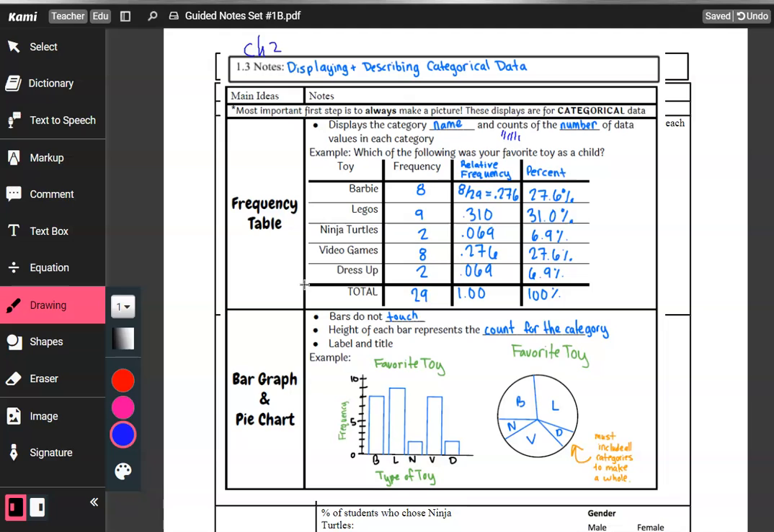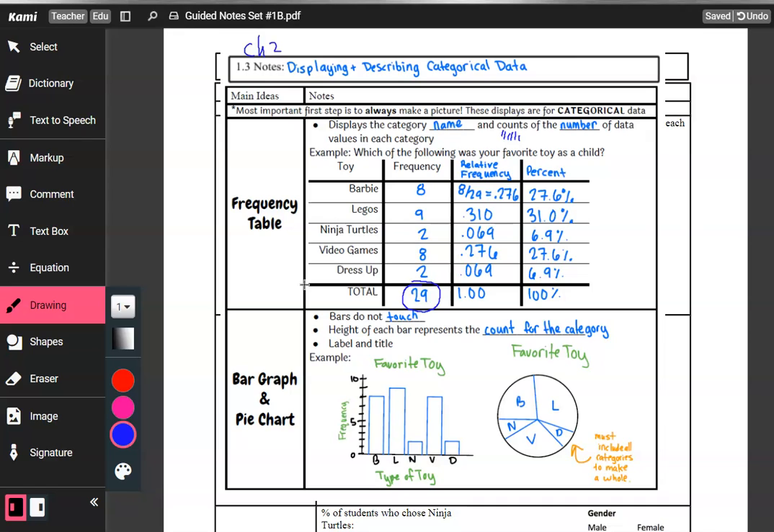So say we collect some data, and right here you see the name of the category, or the name of the toy: Barbies, Legos, Ninja Turtles, video games. This is play dress up. And say we have a frequency that 8 students chose Barbies, 9 chose Legos, and so on. If you add up all these numbers, you should get the total amount of students in the survey. So in this case, there was 29.